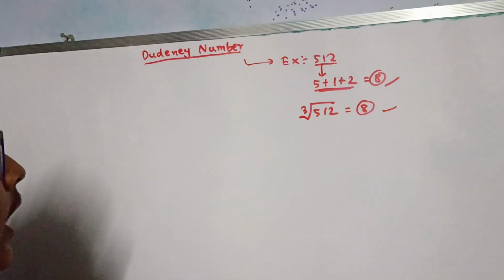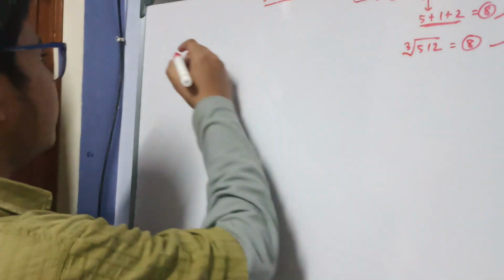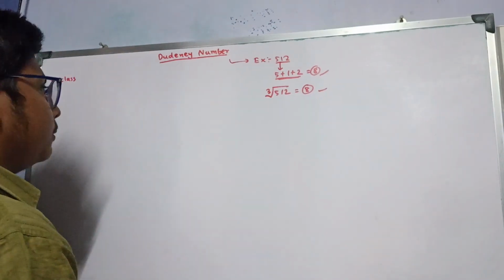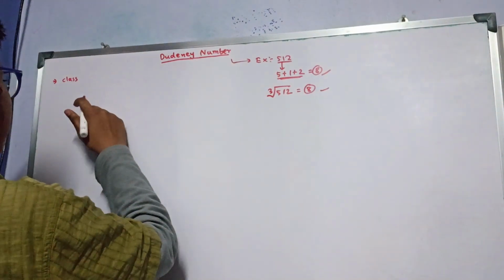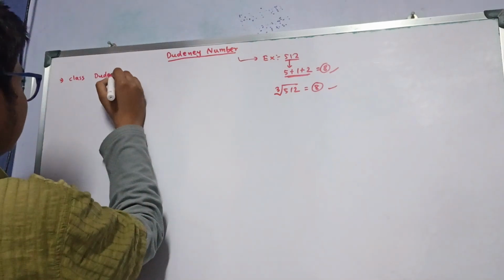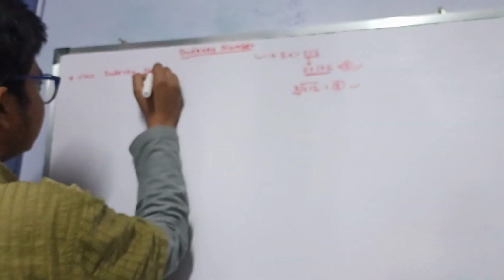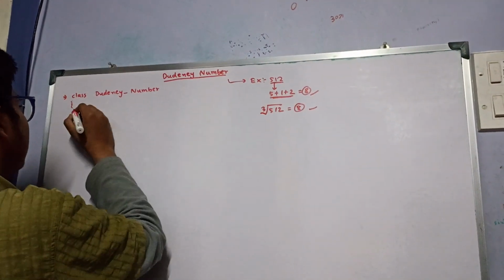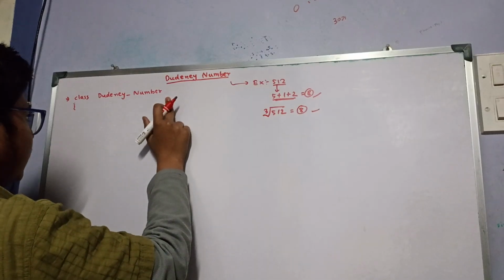So now let's write the program code. How will you execute? Let's name this program by initializing a class named Dudeney number. First we need to initialize the class with a name, and there should not be any blank space. If you want to give a space, then you have to write an underscore. Or you can write it together, or you can simply write it Dudeney. So I have initialized the class.